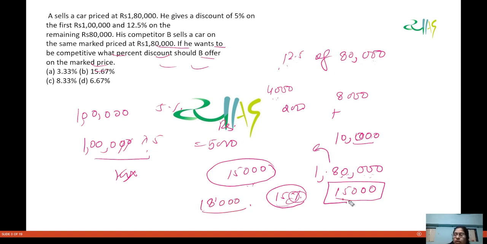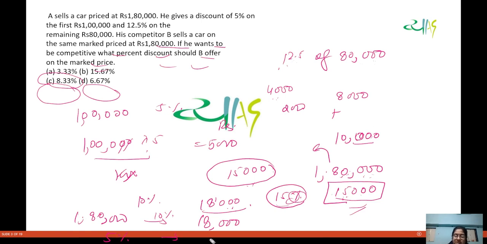Fine. So this discount will be less than 15. This discount of 15,000 rupees is less than a 10% discount. Fine. So for a less than 10% discount, we are having which quantities? 3.33%, 8.33% and 6.67%. Okay. Now we know that 10% of 1,80,000 is 18,000 rupees. So you know 5% is how much?